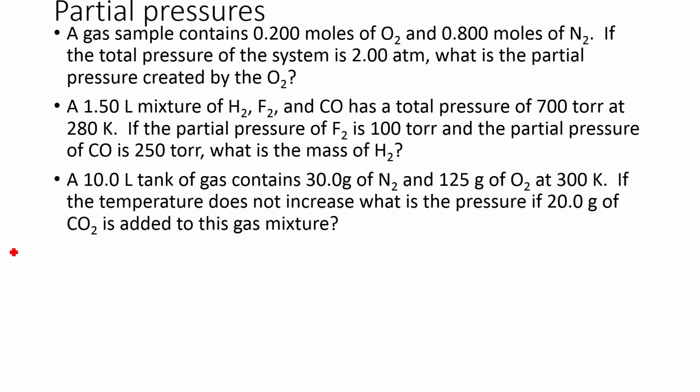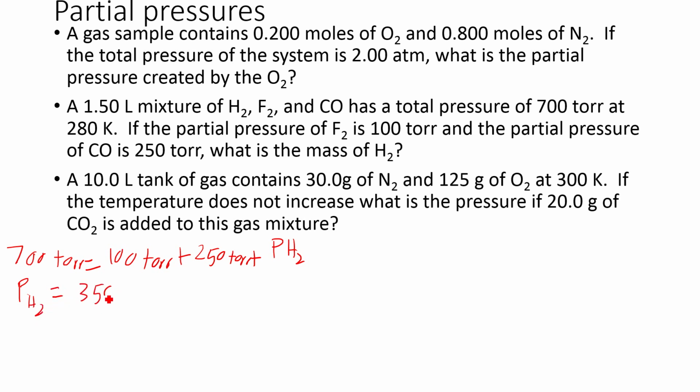We know the total pressure is equal to 700 torr. We know this is going to be equal to the pressure of fluorine, which is 100 torr, the pressure of carbon monoxide, which is 250 torr, plus the pressure of hydrogen, which we don't know. That H is a little big, it should be smaller, but that's okay. So 700 minus 100 minus 250, we get that the pressure of hydrogen, now with the small h like it should be, is equal to 350 torr.